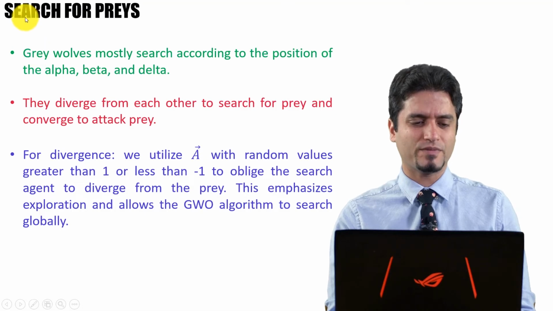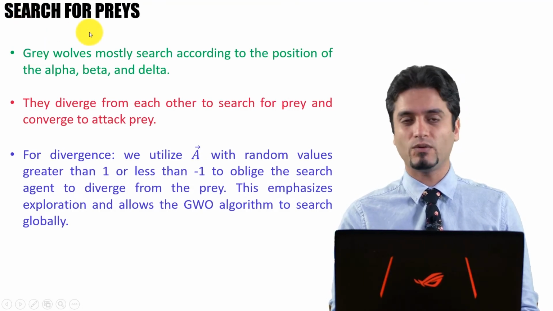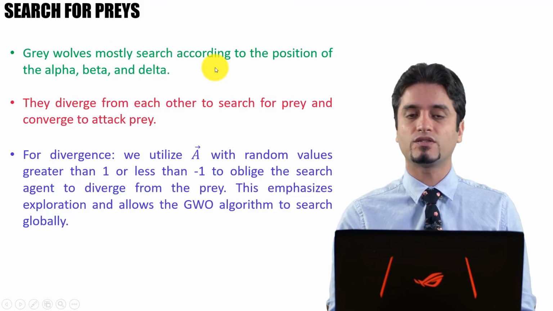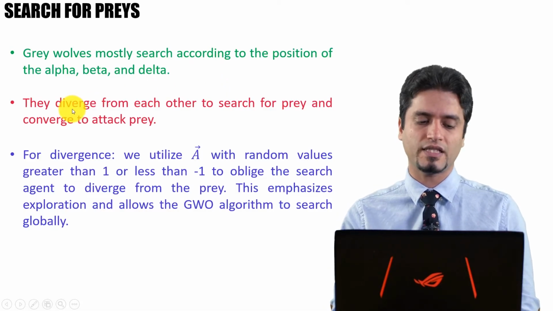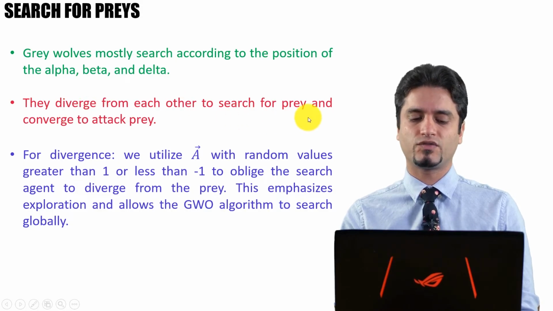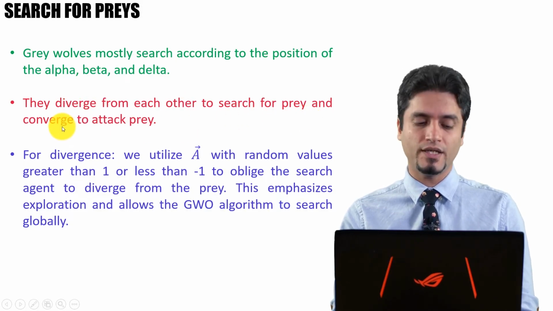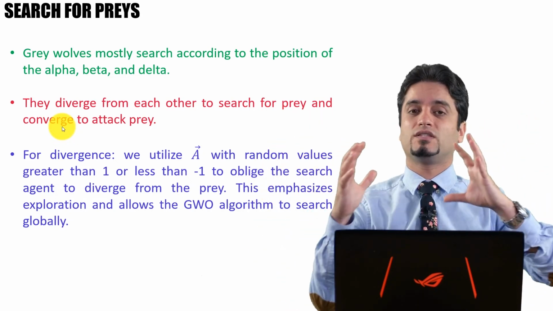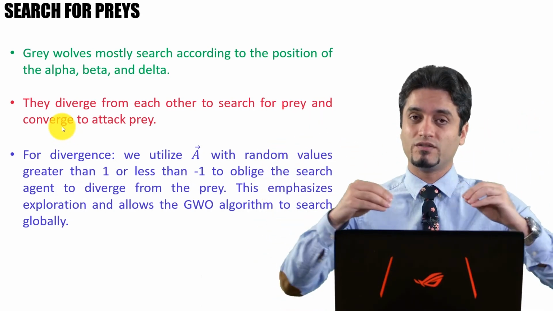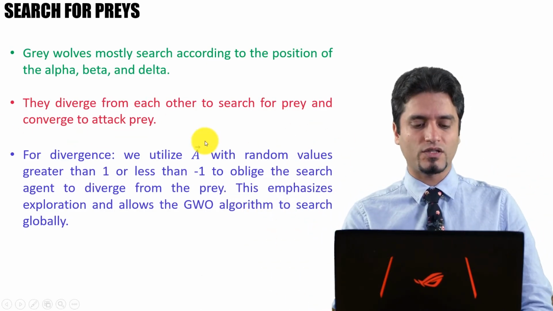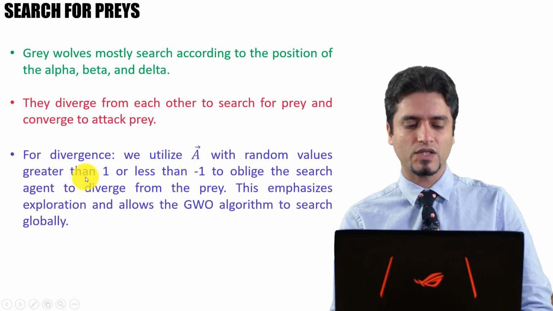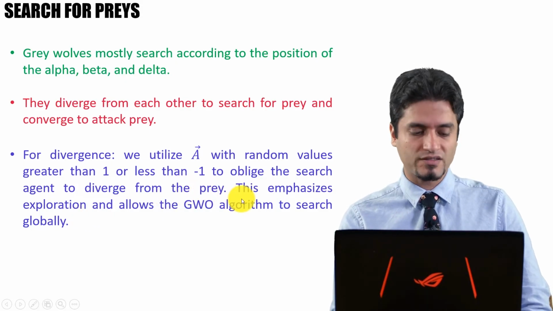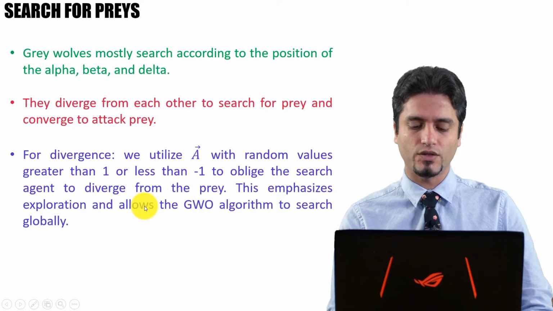Just quickly, this is how the gray wolves in the gray wolf optimizer search for prey. Gray wolves mostly search according to the position of alpha, beta, and delta, as I said. They diverge from each other to search for the prey and converge to attack the prey, and they constantly do that. The magnitude of this reduces over time to focus more on convergence rather than divergence. For divergence, we utilize A with random values greater than 1 or less than -1 to force the search agents to diverge from the prey. This emphasizes the exploration that allows the GWO to search globally.